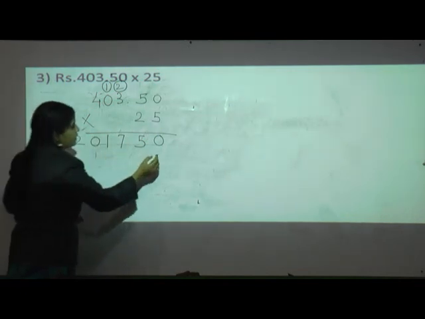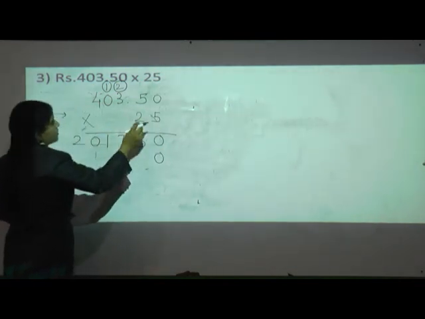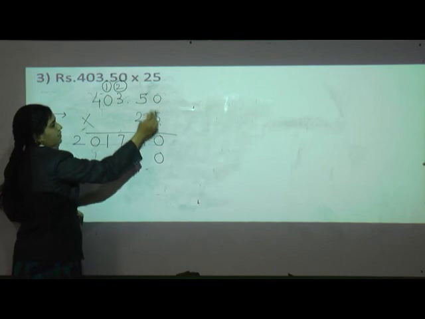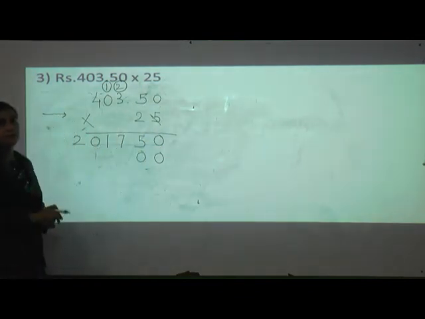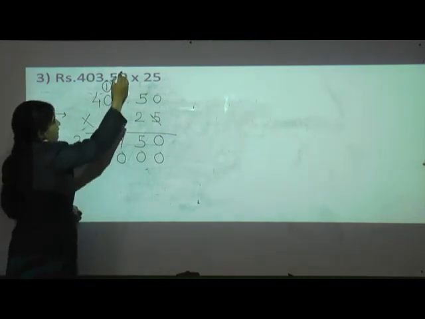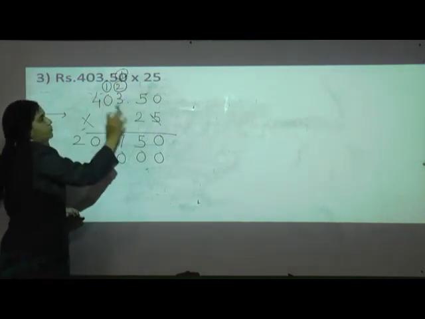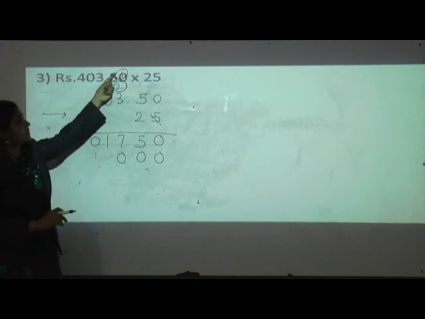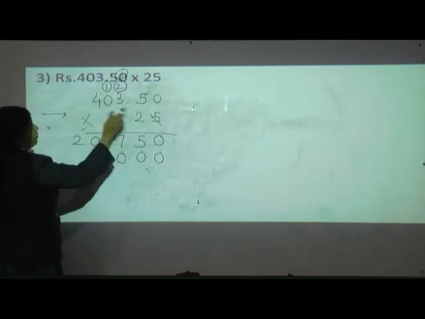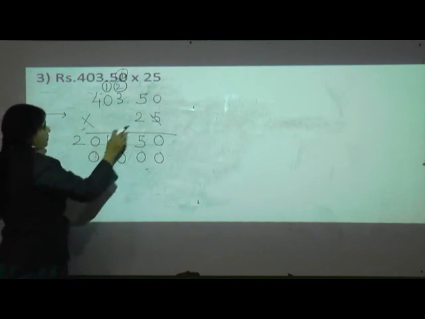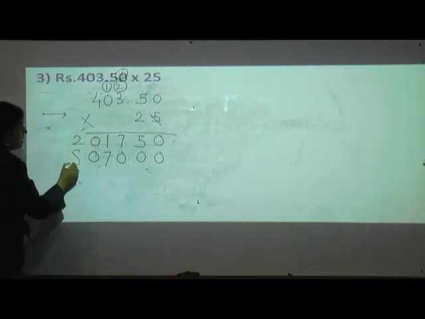Now next step, take here 0. So 2 multiplied by 0, 0. 5 2s are 10. And carry here 1. 3 2s are 6. 6 plus 1, 7. Again 2 multiplied by 0, 0. And 4 2s are 8.